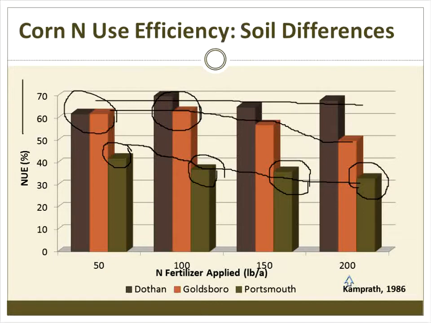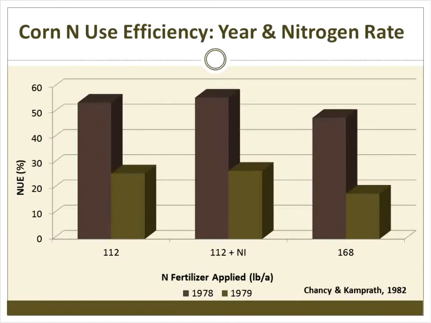And last but not least, soil type. So again, this is why it's so difficult to figure out how much nitrogen your crop is going to need, because different crops, different climates, different soils need different amounts of nitrogen to be effective.